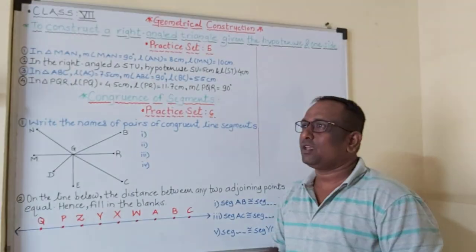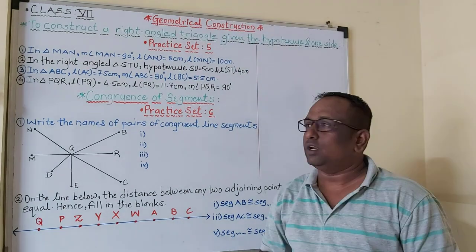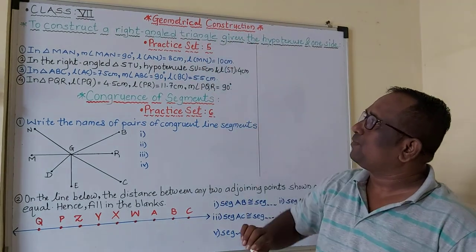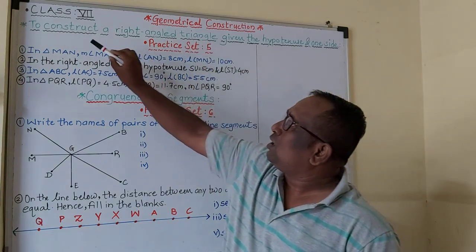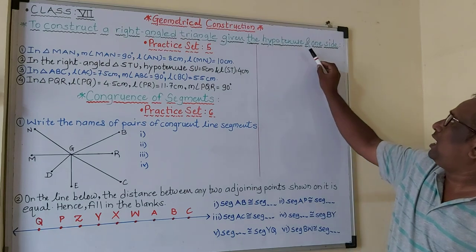Welcome back. Students, in our geometrical construction chapter, today we are going to learn practice set 5. In this practice set 5, we construct a right angle triangle given the hypotenuse and one side.